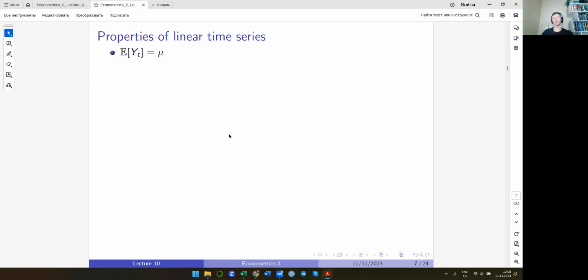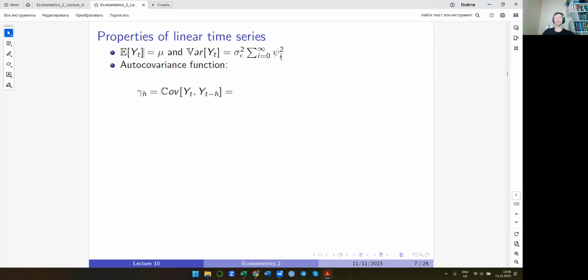So what are the properties of linear time series? First of all, mu is the expected value of yt. Variance of yt depends on that sum of psi's and epsilons. Given that epsilons are white noise, IID, and have some variance sigma squared epsilon, the variance of yt is just this sigma multiplied by the sum of squared weights, squared psi's.